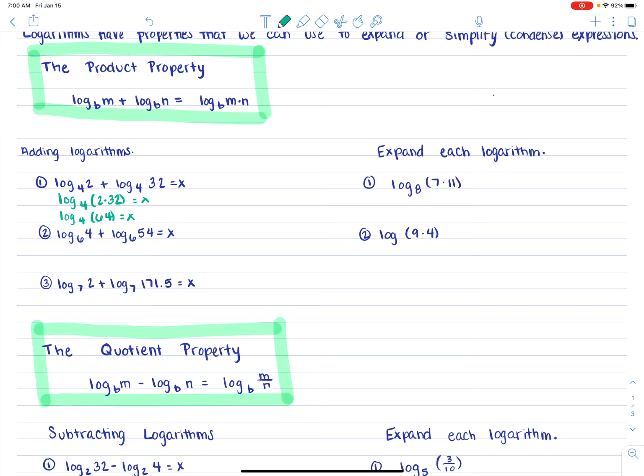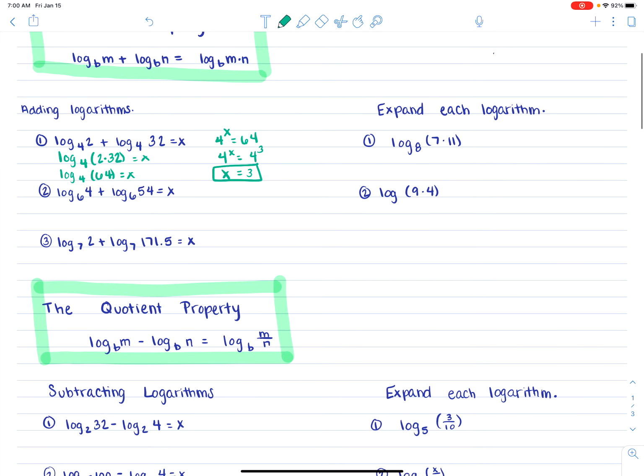If I had this situation, technically now I could solve it. Before I couldn't really solve anything, but now that they're together in one log, now I can solve. So now I can change it to exponential and say 4 to the x power is 64. I know that 64 is really 4 cubed. So I have x equals 3.